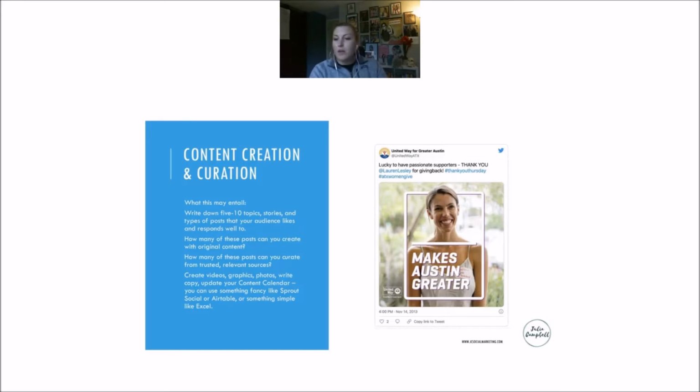And then this requires updating your content calendar, actually where the rubber meets the road, creating the videos, creating the content, the graphics, the captions, that kind of thing. Now, I usually just use Google Spreadsheet for my content calendar. You can use something fancy, HubSpot, Sprout Social, Airtable, or something simple like Excel.